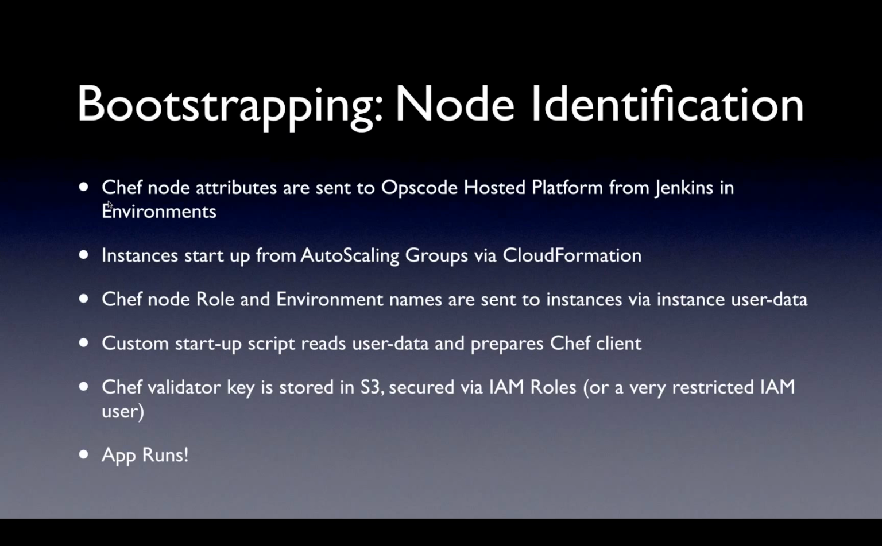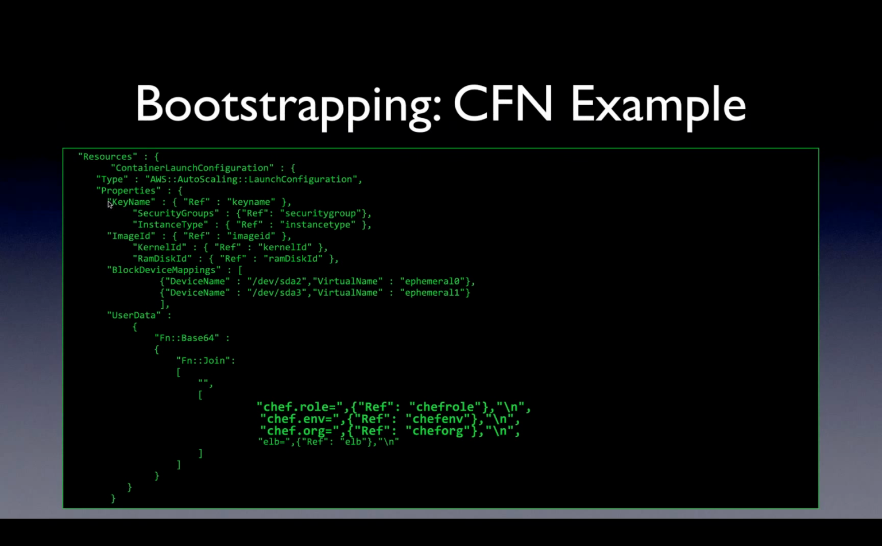And then the application is running. And that's basically it. Here's a code example of what the CFN CloudFormation template looks like. And as you can tell, there in the bigger text, those are basically the attributes that we send down into the instance via the user data service. So chef role, chef environment, chef organization. This is kind of interesting.